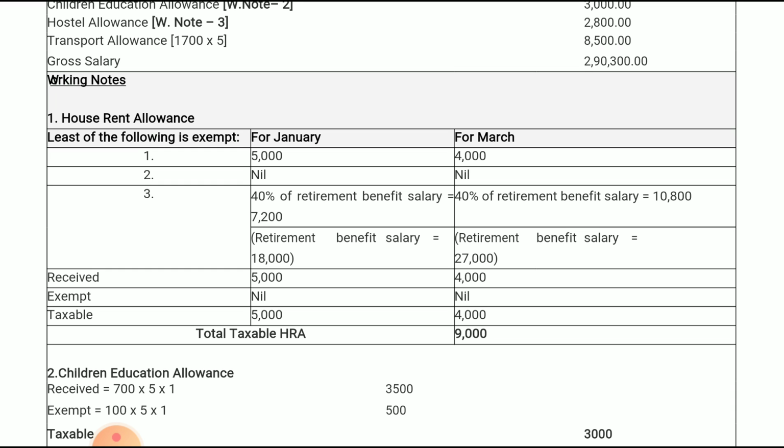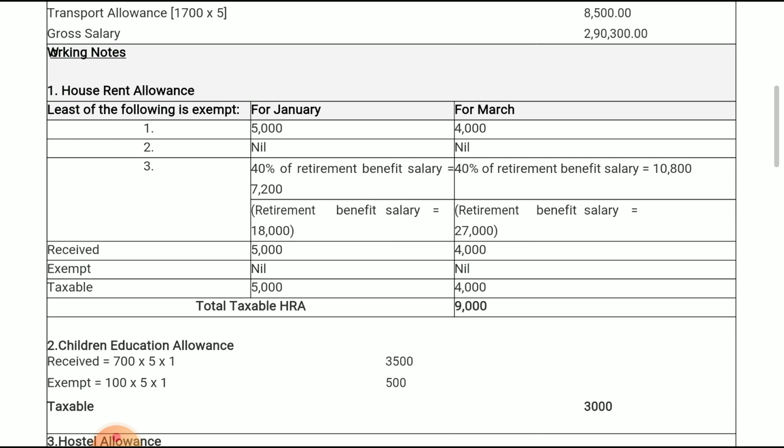Now least of these 3, 5,000, 0 and 7,200, which is least? So least is 0. That means exempted is 0, and taxable is how much? So the taxable HRA you can find here, that is 5,000 rupees. Actual HRA received is 5,000 rupees. The full amount received is taxable.